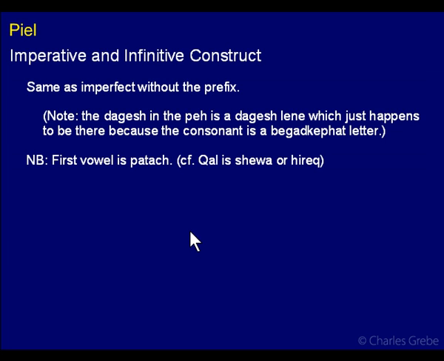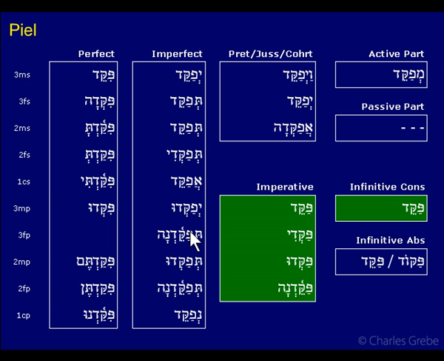Now, one thing to note, this patach there is a useful sign. Again, if you look at your chart, and you look at the cal imperative, you'll see that here it has a vocal shava, and here as well, and then these two are hidik. In the Piel, the imperative starts with a patach, and this I found quite useful.